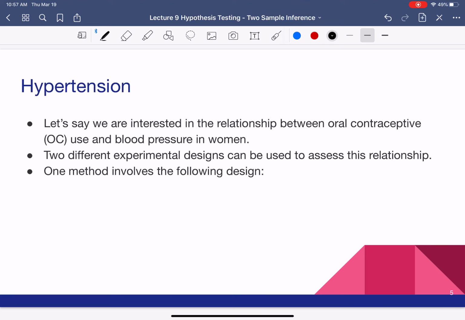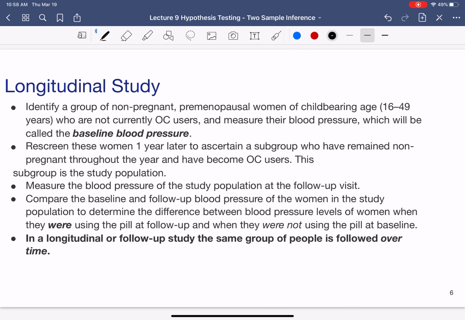So let's take a simple example. If you take an example of hypertension, let's say we are interested in the relationship between how oral contraceptives affect the blood pressure in women. So let's consider two experimental designs that can be used to assess these relationships. So there are two different methods that are involved. One is called a longitudinal study. So the name itself says that it's longitudinal. So the other name for longitudinal study is a follow-up study.